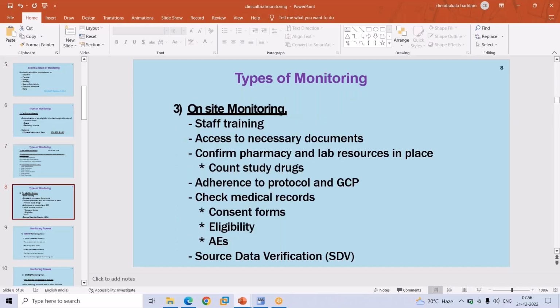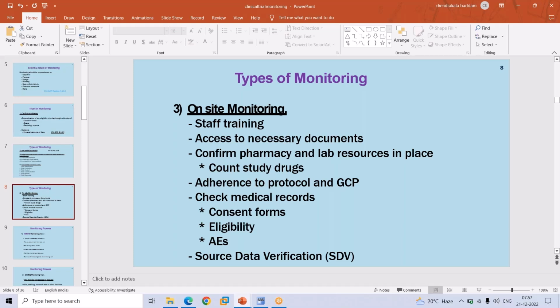On-site monitoring. So when they visit the site, what do they check? They check the training: whether the clinical trial staff are trained adequately, whether the training is given to them on the protocol. That means whether they are aware of the protocol contents. Access to necessary documents: they confirm whether they have access to necessary documents.